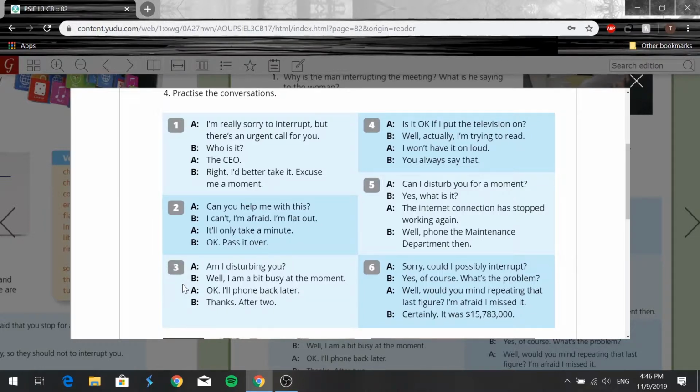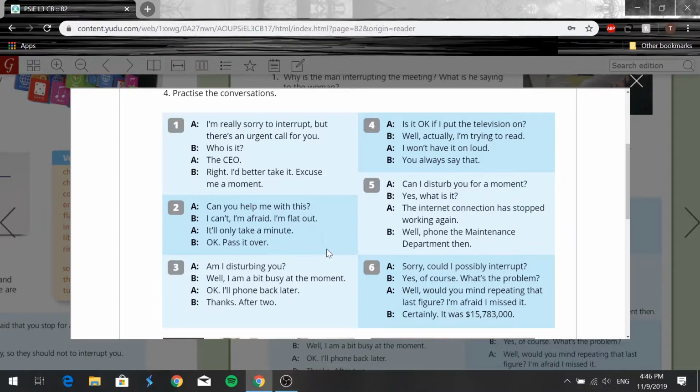You always say that. So conversation 4, again, pretty casual conversation. Looks to be at either home or in the sitting room or in the salon, for example, but it's a casual conversation as well. Then we have number 5.